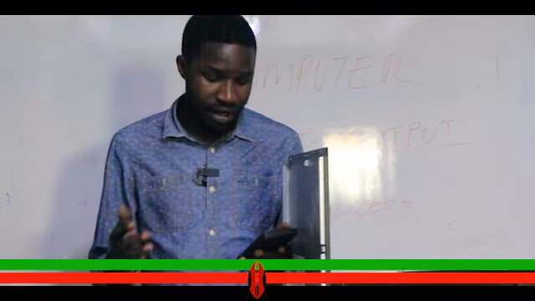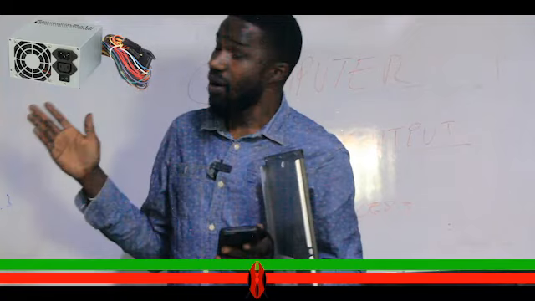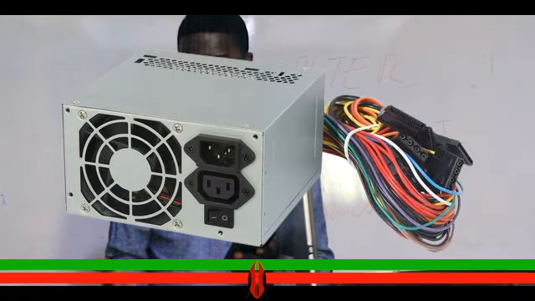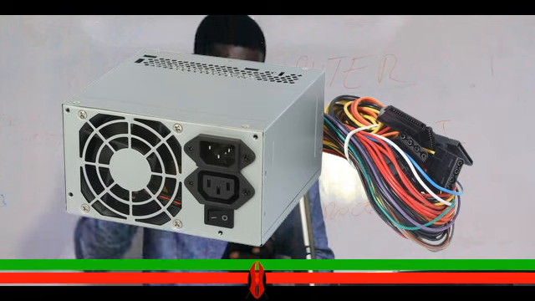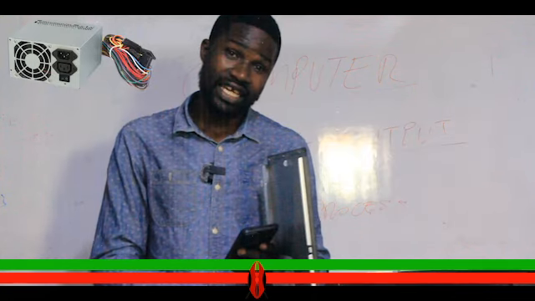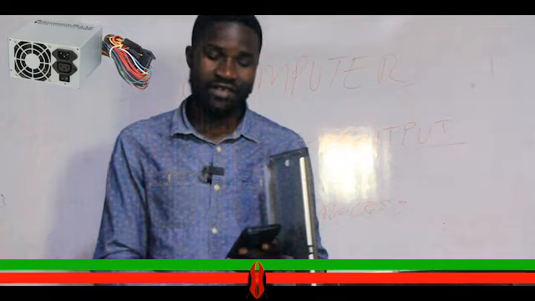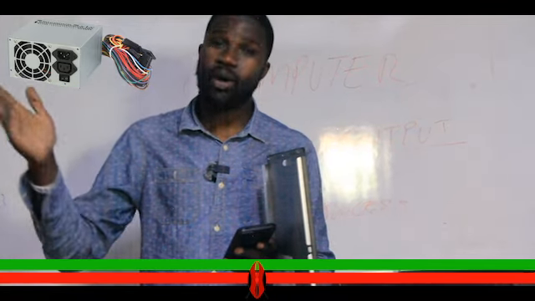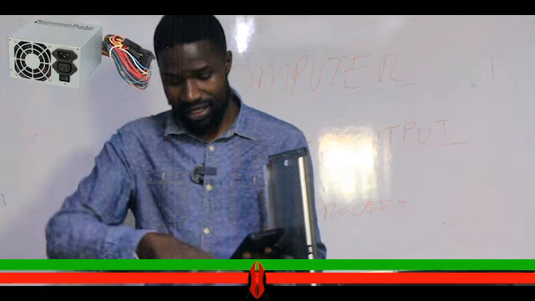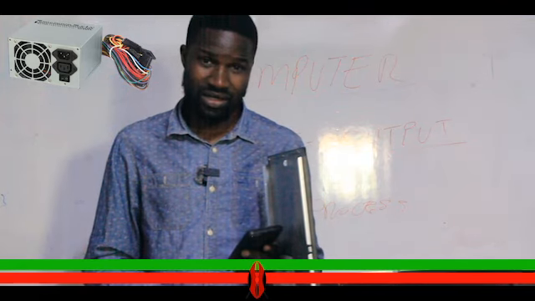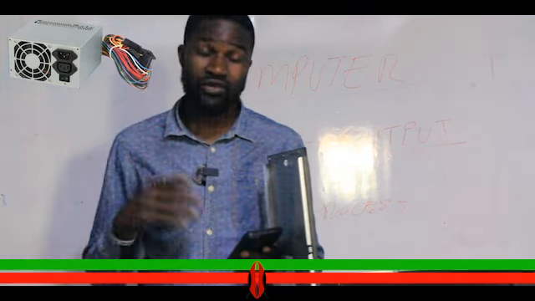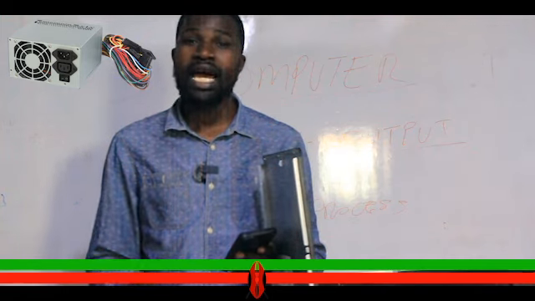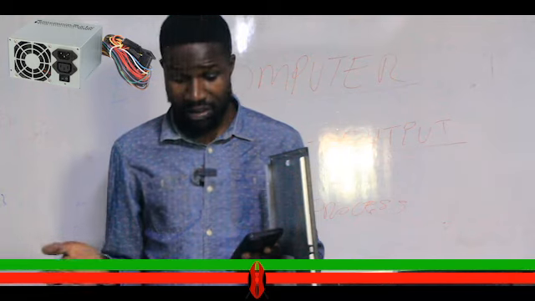Now, next we have power supply. Just like your estate has a transformer that supplies and regulates power, even inside the computer we have a power supply. It supplies power to the entire computer case. RAM gets power from the power supply, ROM gets power from the power supply, CPU gets power from the power supply.